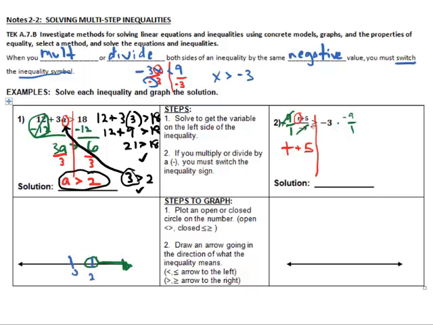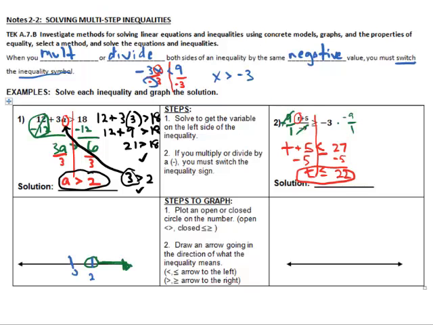Now I multiplied both sides by a negative number, so I need to change my inequality. Instead of greater than or equal to, it's less than or equal to now. And this would be a positive 27. Negative 3 times negative 9 is positive 27. The last thing I do is subtract 5 from each side, and I get t is less than or equal to 22. 27 minus 5 is 22.